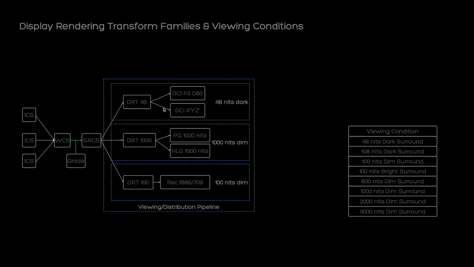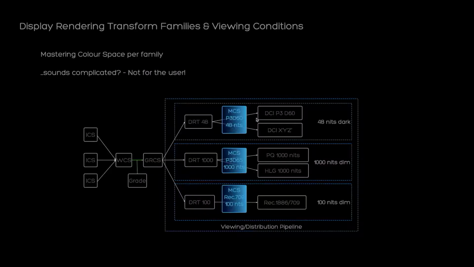And for each viewing condition, we apply a different DRT. In addition to that, we also want to apply a different mastering color space for each viewing condition. For example, for 48 nits viewing condition, we want to limit all the output to 48 nits P3.